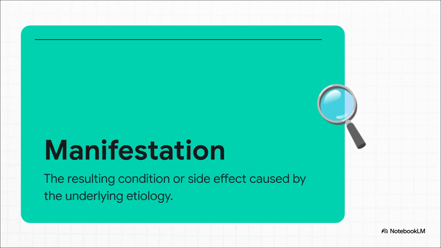A manifestation is the resulting condition, or the side effect, caused strictly by that underlying etiology. Take diabetic retinopathy, for instance. The patient doesn't just randomly have retinopathy, right? They have it specifically because of the diabetes. The manifestation exists entirely because the etiology triggered it.